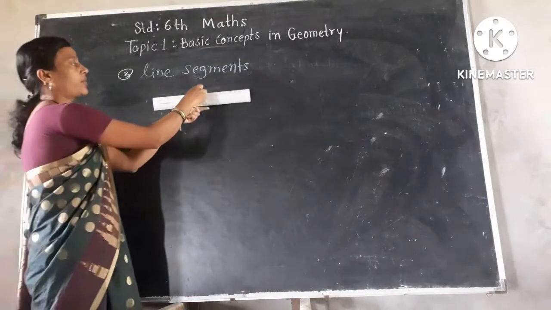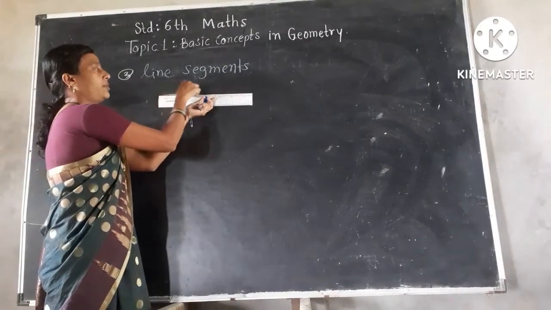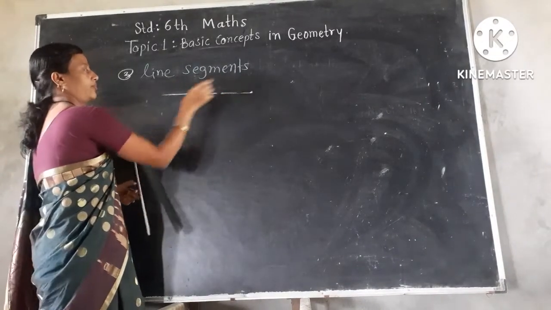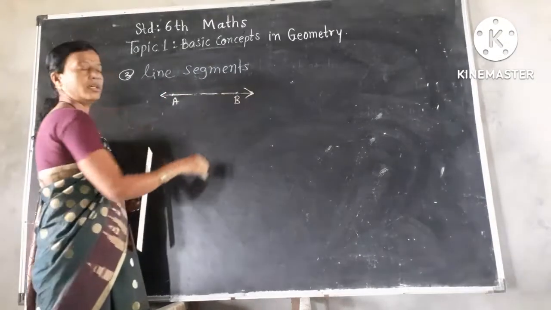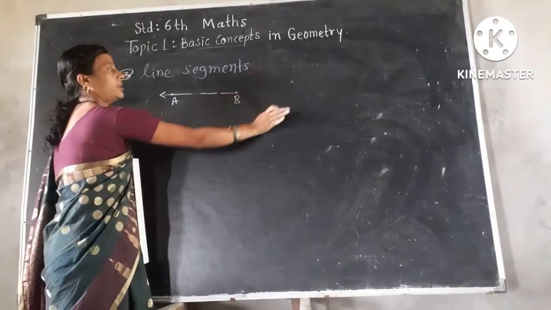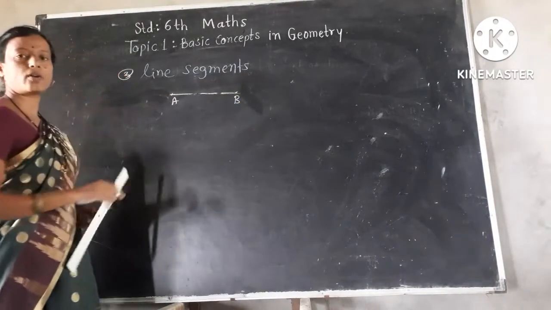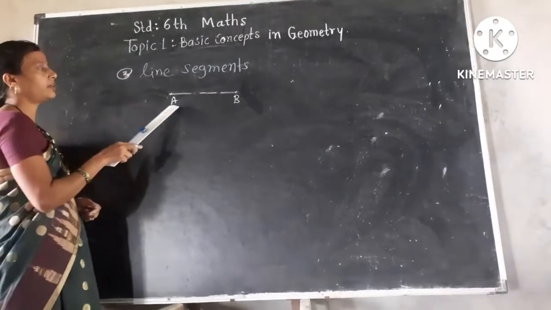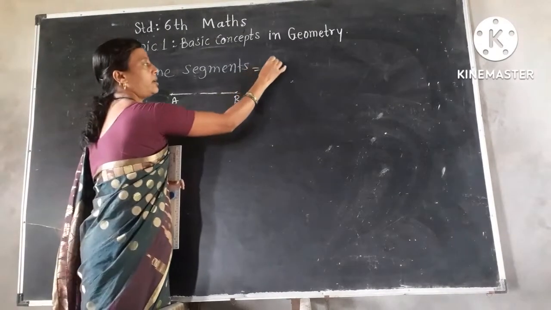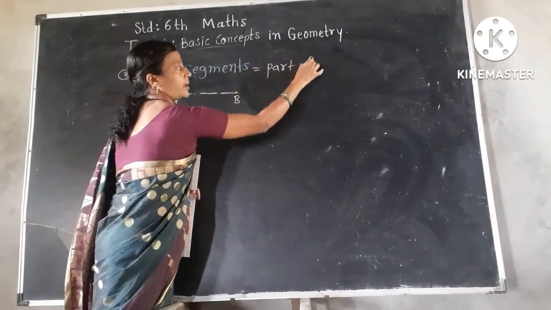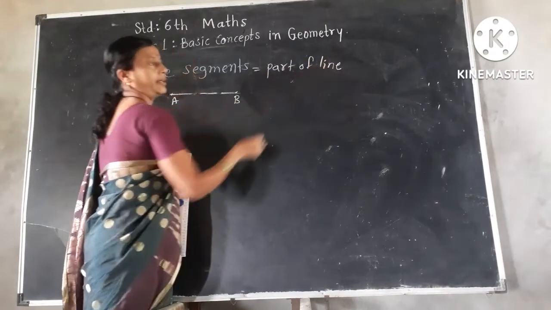The third geometric construction is the line segment. When we draw a line with the help of 2 points, point A and point B, and cut this part of the line, we get a line segment. Line segment means part of a line. A part of a line is called a line segment.